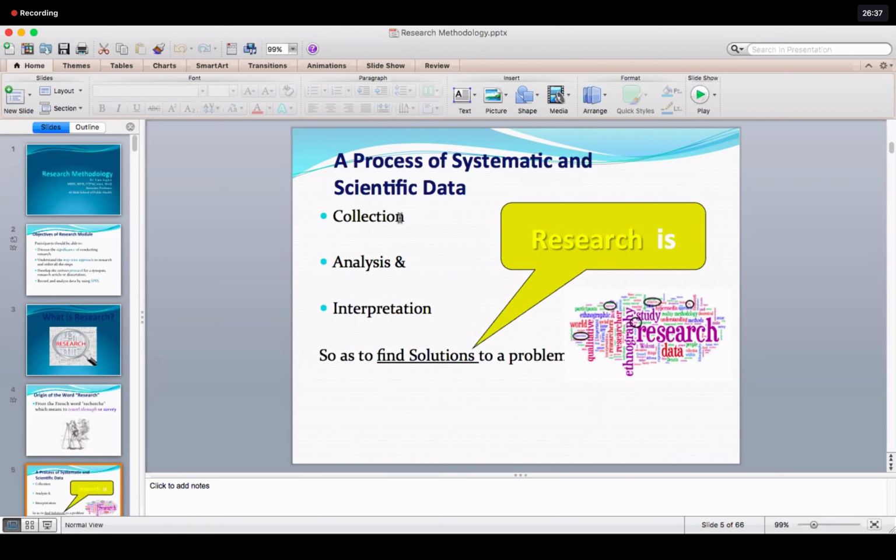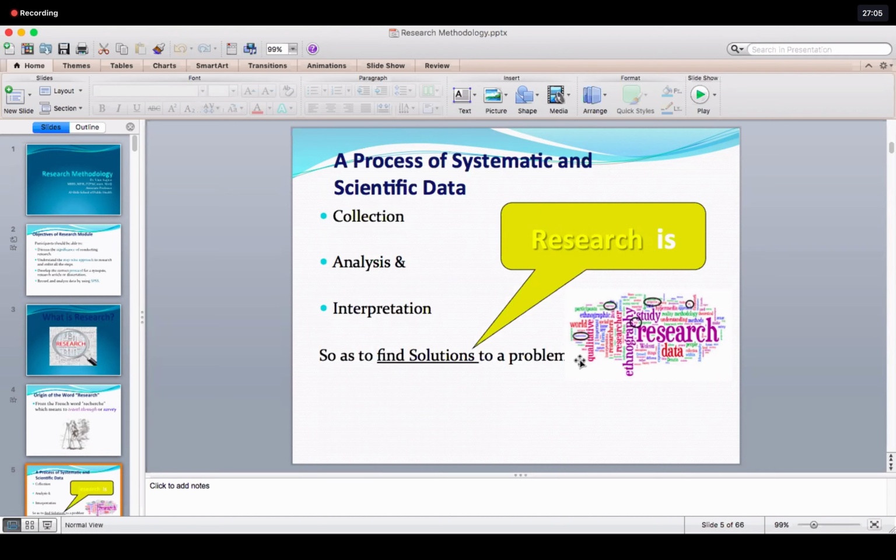So whenever we are trying to make use of any research question, we are finding solutions. So what is research? You are trying to find solutions to a problem or trying to answer a particular research question through systematic and scientific data collection, analysis, and interpretation. That is basically your research.